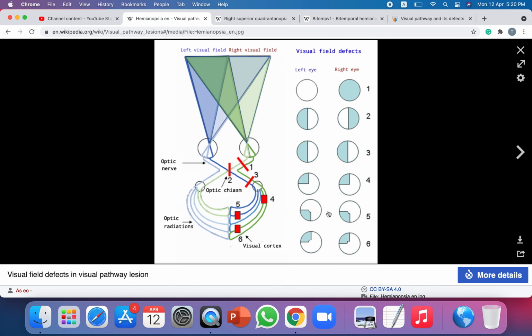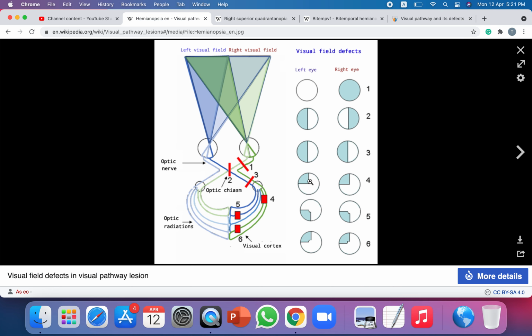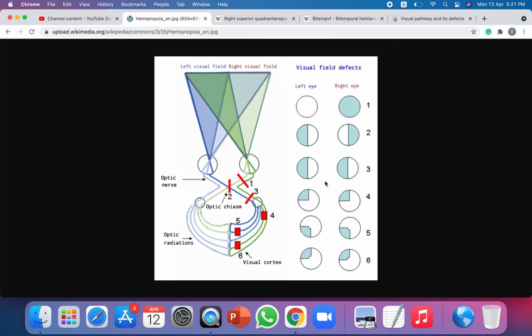If the temporal fibers are cut, temporal fibers represent the lower fibers. The lesion will be superior quadrantanopia. That means one quarter of the right eye nasal field of vision will be lost, and one quarter of the left eye nasal field of vision will be lost. So this condition is due to superior quadrantanopia. This is due to temporal field of vision loss. Temporal field is a part of optic radiation.